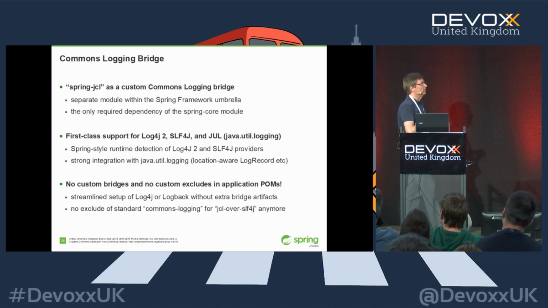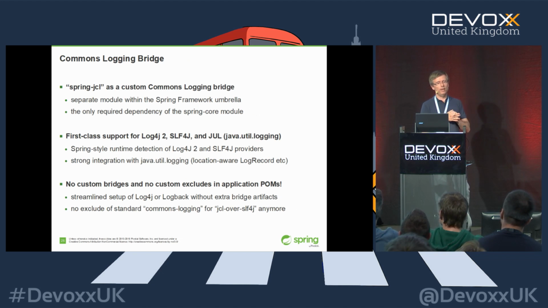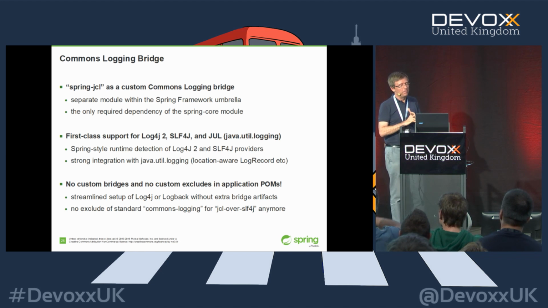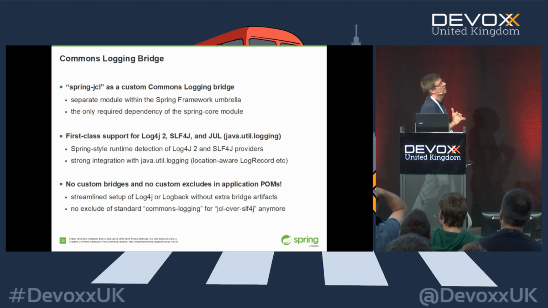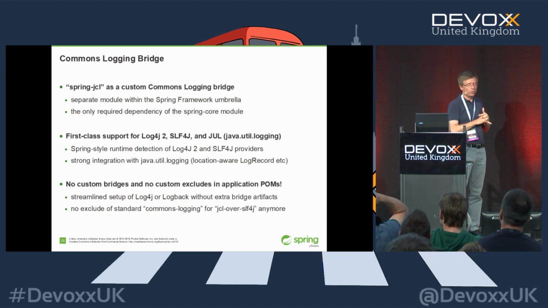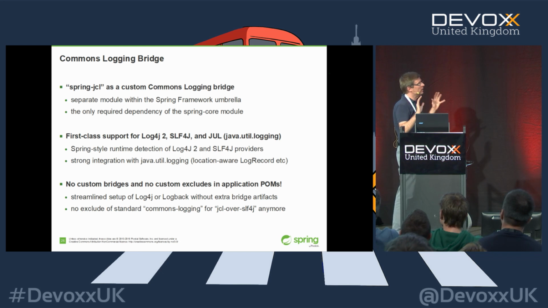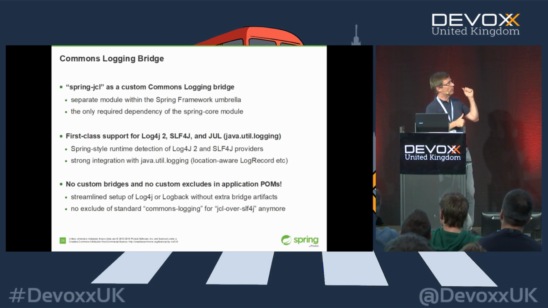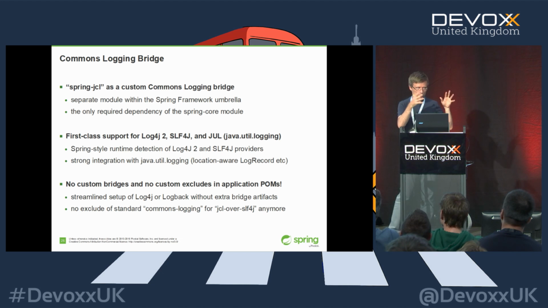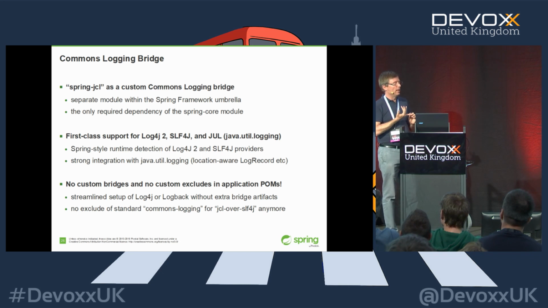Last but not least, and overdue, we replaced our core logging arrangement. We're actually still using the Commons Logging API, but it's now a handwritten Commons Logging bridge that we ship as Spring JCL. That's our standard reference in the Maven POMs, with some reasonably straightforward defaulting. It detects Log4j2, it detects SLF4J, and Java Util Logging, doing it the usual Spring fallback cascade.